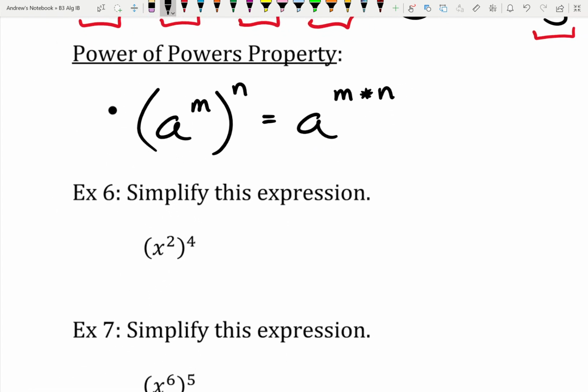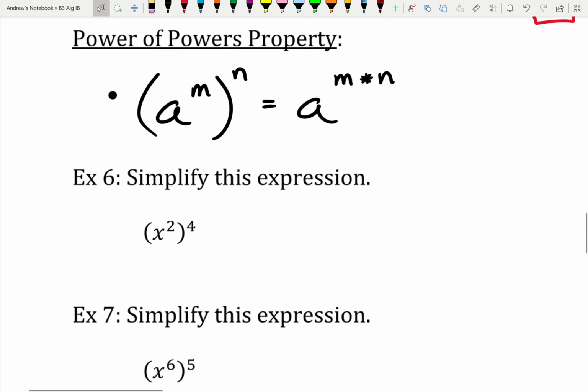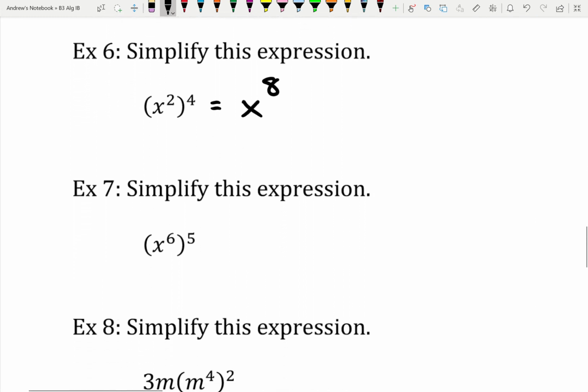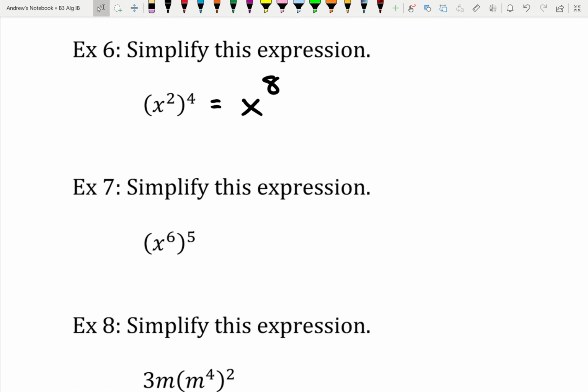So if I had x squared to the 4th, all I need to do is just multiply the 2 and the 4. That's going to give us x to the 8th. Bingo, bango, bongo, we're done. That's it. Taking a look at number 7, same kind of deal. I have x to the 6th in parentheses, all to the 5th power. This is going to give me x to the 6 times 5, which is 30.